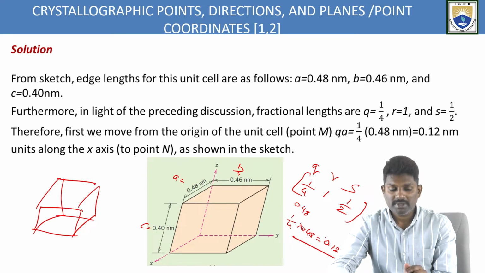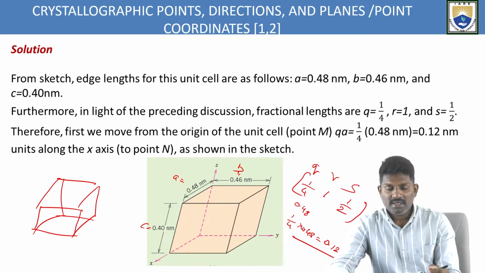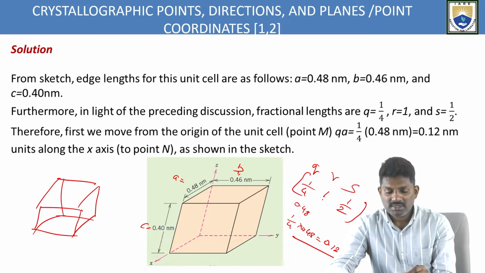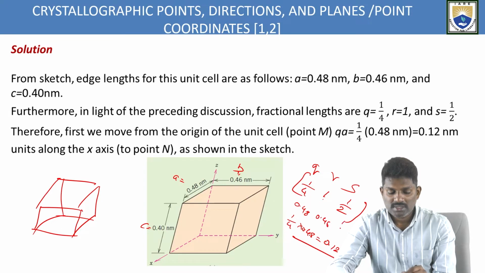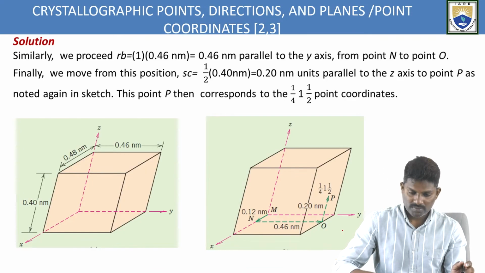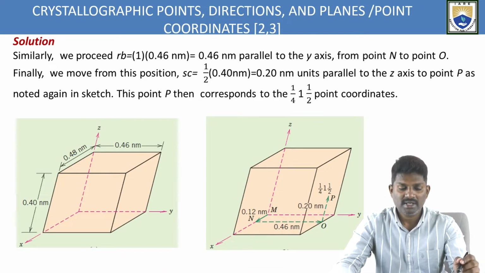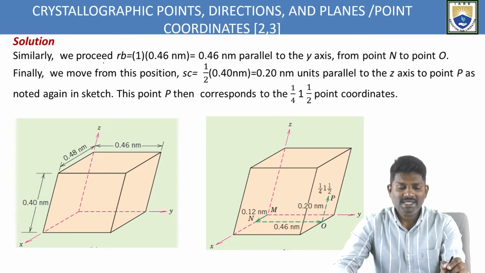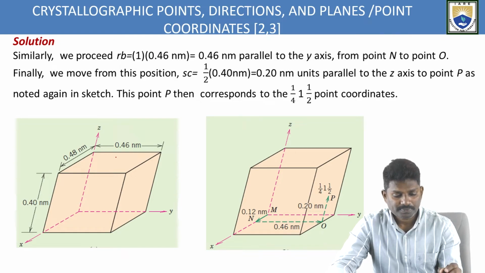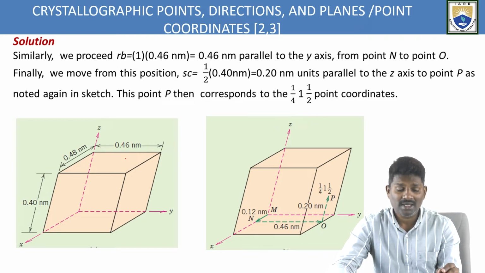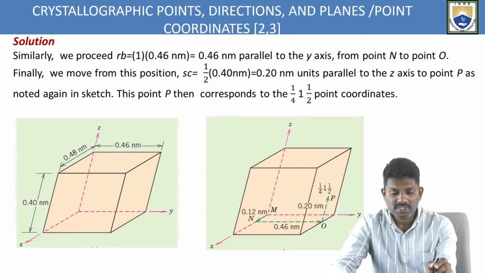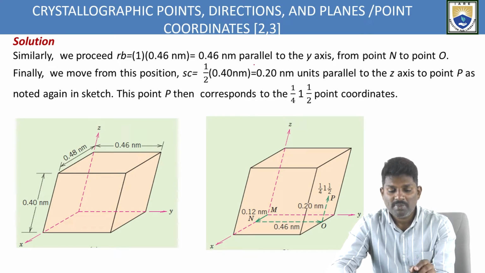So this is the first point. Similarly, you have to multiply r into 0.46 and s into 0.4. So now see here clearly. We proceed, the r b is equal to 1 into 0.46. So along the y direction you have the point P. So it is 1 into 0.46, so you'll get 0.46. Now parallel to the Y axis.